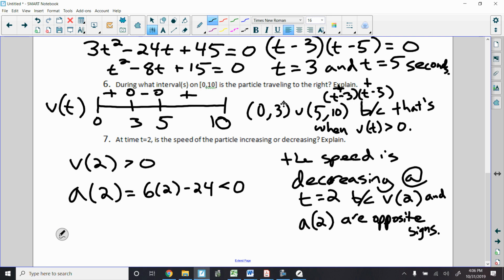And that wraps up that section of problems. But again, lots of definitions you need to know. You need to know how to tell if speed is increasing or decreasing. You need to know how to tell your direction. You need to know when something is at rest. All those things, use the Quizlet to help you.